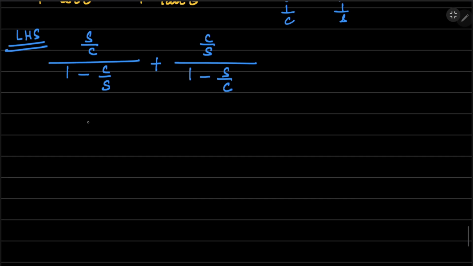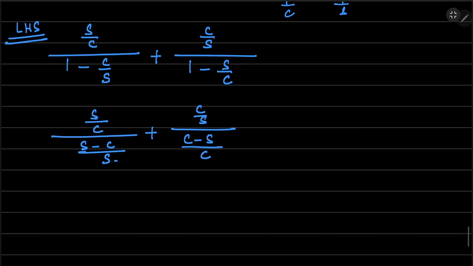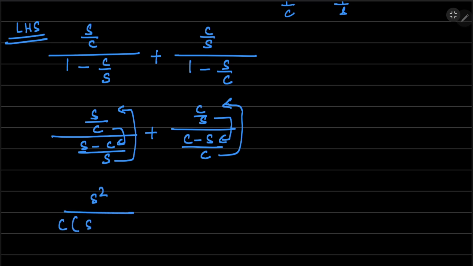Take the LCM. So you will get sine over cos divided by sine minus cos divided by sine. Okay. Plus cos over sine divided by, just take the LCM in the denominator. Now, what do you get? What do you see here? Look at how you have to multiply. Right? Whenever you are dealing with fractions, numerator of the above with the denominator of the below. So what do you get? S square divided by C into S minus C plus C square divided by S multiplied by C minus S.